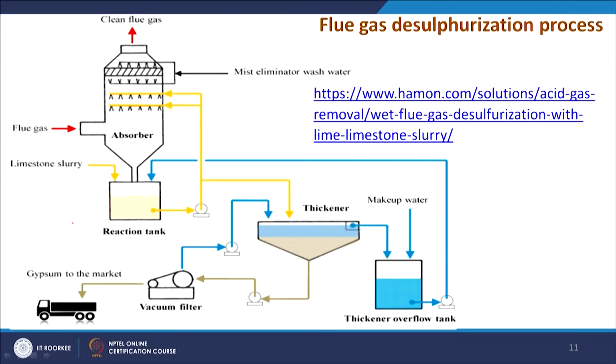Now, this is one example of a flue gas desulfurization process taken from this reference. Here we see flue gas is coming in. We have limestone slurry, which is pumped and sprayed here. We get clean flue gas, and part of this slurry is taken back for thickening, and from this we can get gypsum. The supernatant from this thickener is again recycled back to reduce the water use.